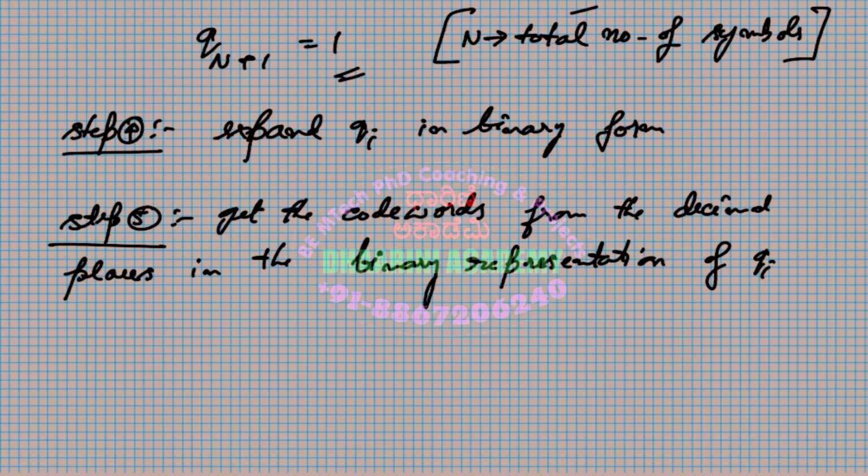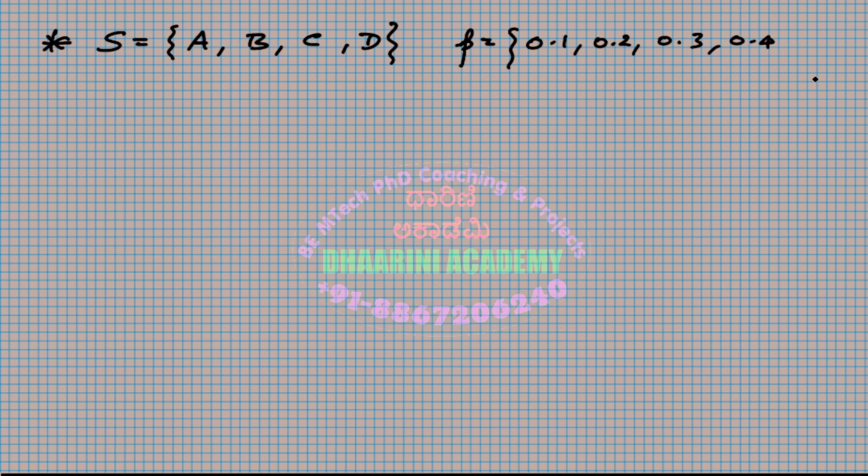So this is the first problem in Shannon's coding algorithm. Perform Shannon's source encoding for the source alphabet. They will give a source alphabet saying that a machine generates A, B, C, D as its source symbols, each with a probability: 0.1, 0.2, 0.3, and 0.4.